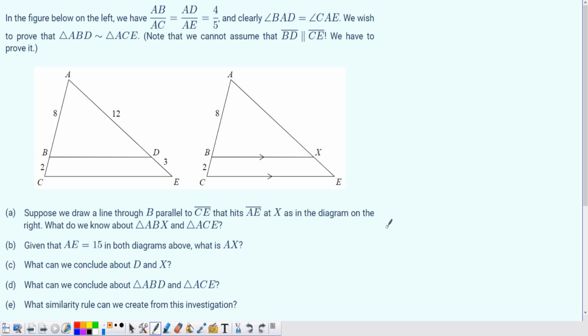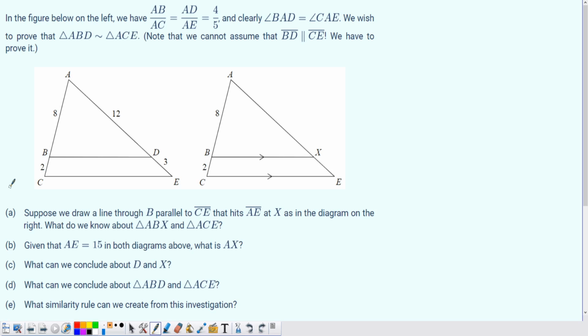So, maybe you're wondering, why is it saying clearly BAD and CAE must be the same? Well, it's because they're both just the angle A. So, that's just knowing how to read the angles. So, let's just move on to part A. Suppose I draw some line through B parallel to CE that hits AE at X, as in the diagram on the right. What do we know about triangle ABX and ACE?